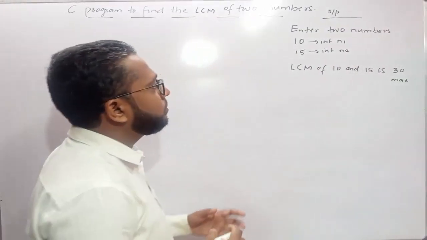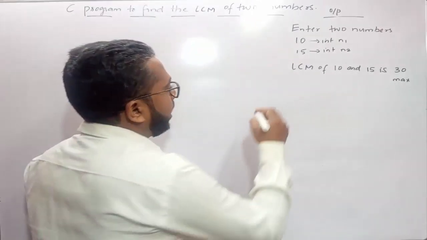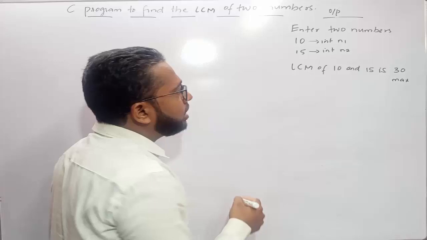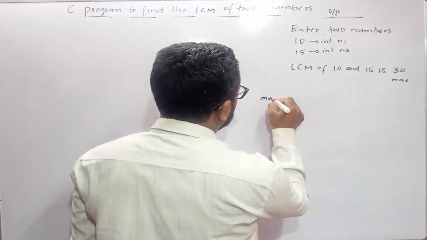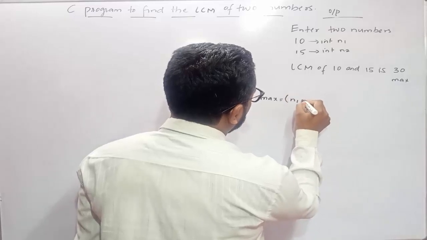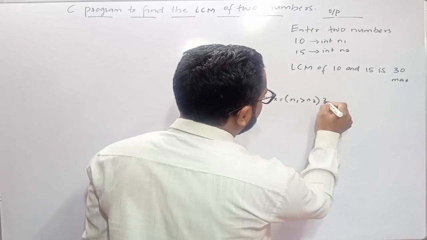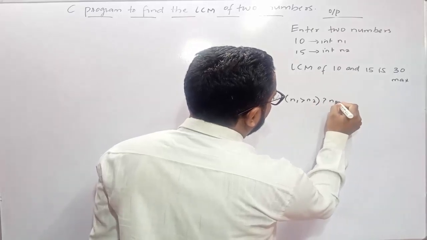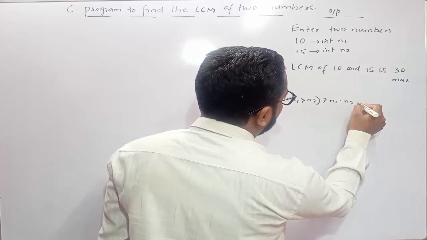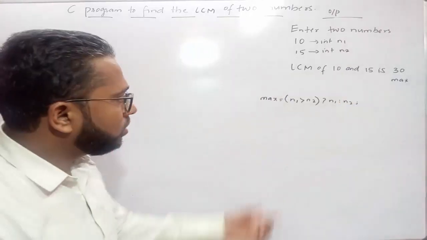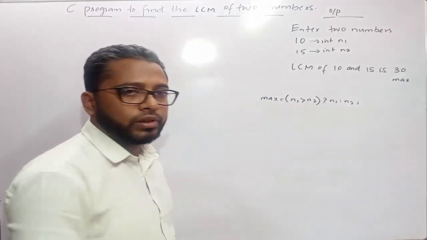Now how can we find the LCM? To find the LCM, first we need to find out the maximum value out of these two numbers, and to find the maximum value I'm using the conditional operator. max is equal to n1 greater than n2. If n1 is greater than n2, then n1 is the maximum value, otherwise n2 will be the maximum value. So this conditional operator expression will give us the maximum value.